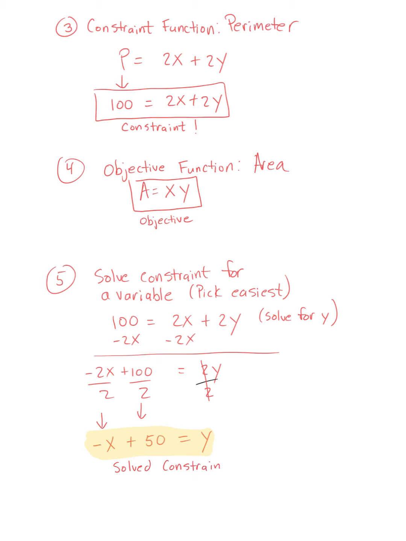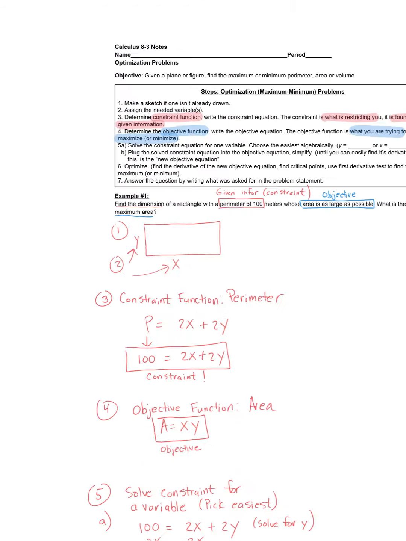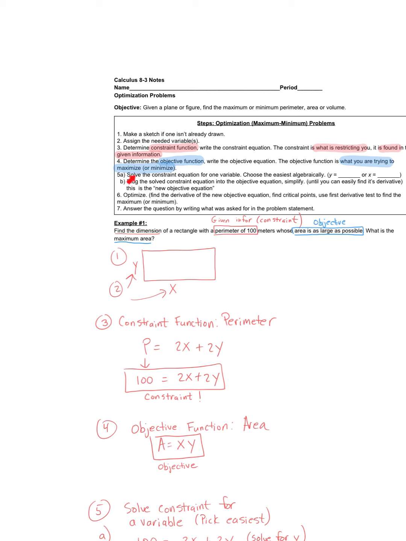All right, so once you write your constraint equation and your objective equation, then you take that constraint equation and you solve it for a variable. I solved it for y. So that's kind of the first part about step 5. That's kind of 5A, I think we called it up here. Let's go check. Yes, 5A. Solve the constraint equation for one variable. Choose the easiest algebraically. Now the second part is you're going to take that solved constraint equation and you're going to plug it into the objective equation.